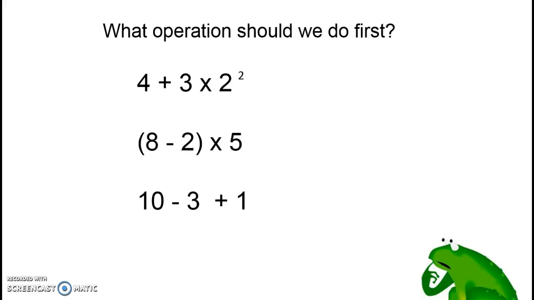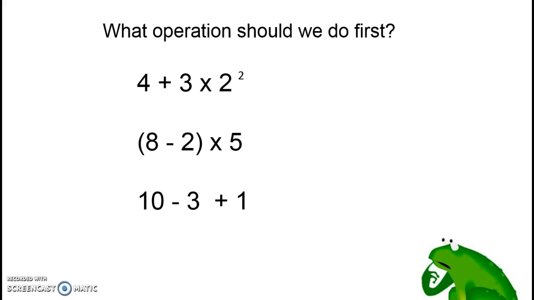Okay, so let's just talk about which operation we would do first. We're not going to solve these problems. We're only going to look at the operations. So in 4 plus 3 times 2 squared, we have addition, multiplication, and we have an exponent of 2. So please excuse my dear Aunt Sally. Please is parentheses. I don't see any parentheses there. So then we move on to excuse. Excuse reminds us to do exponents next. So in 4 plus 3 times 2 squared, we have to find the value of 2 squared before we do anything else.